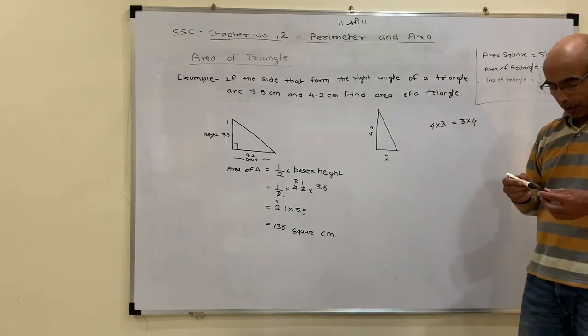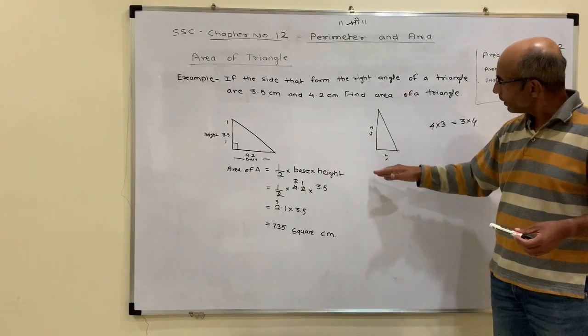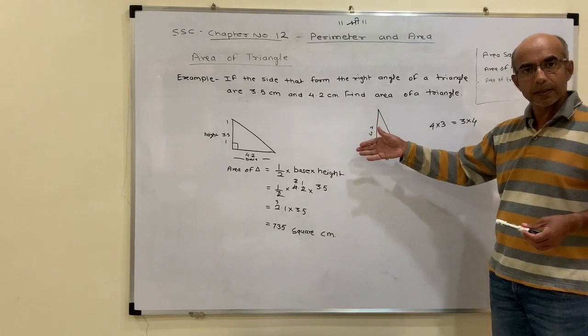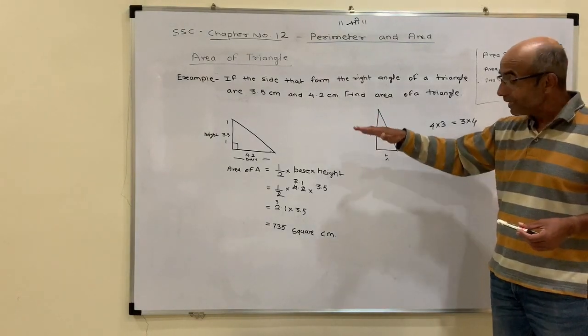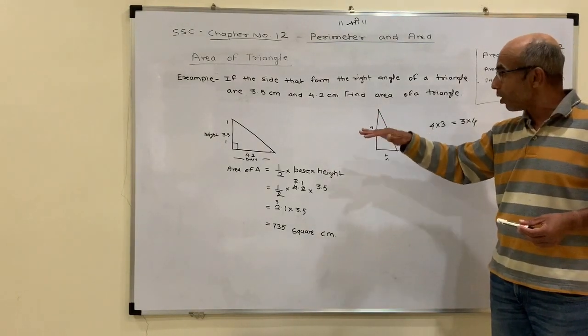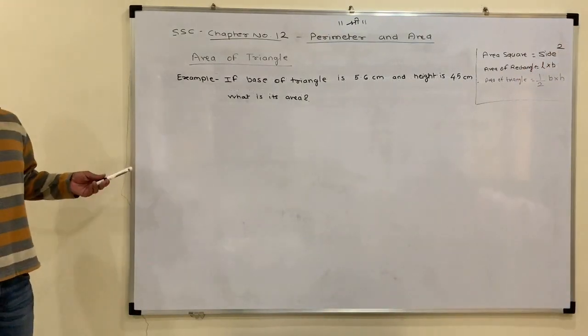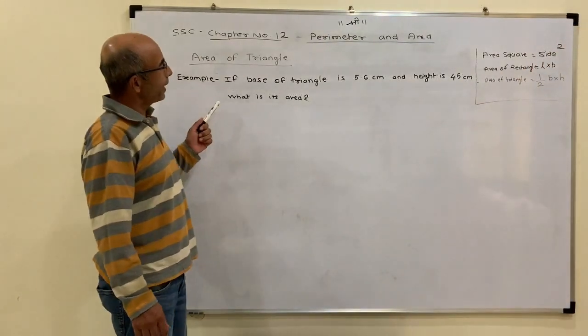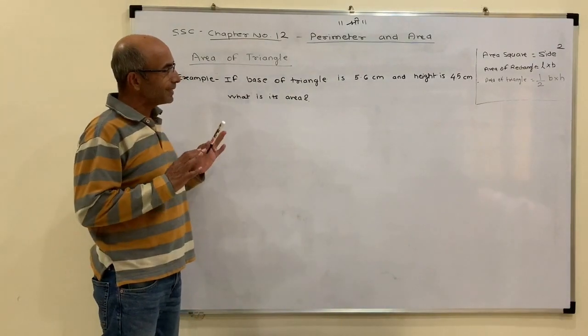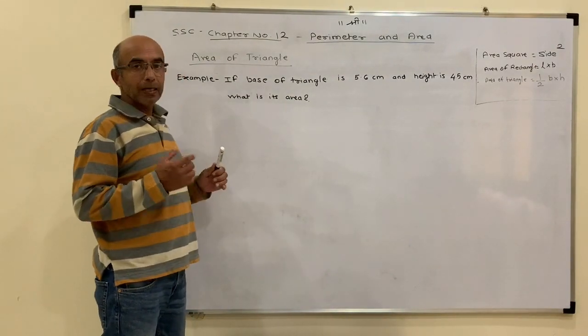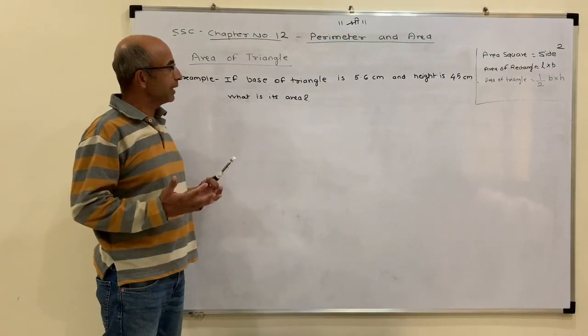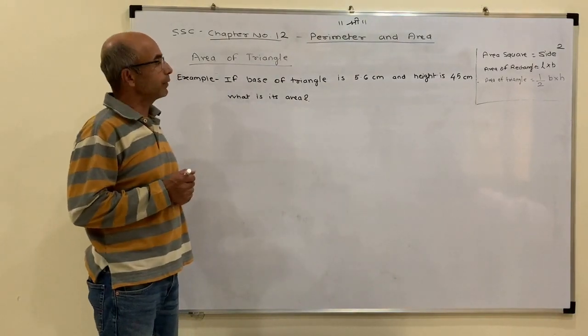So base into height or height into base, whichever I consider base and whichever I consider height doesn't matter in this particular case of a right angle triangle. Now the second example: if the base of a triangle is 5.6 centimeter and height is 4.5 centimeter, we need to find the area of the triangle.